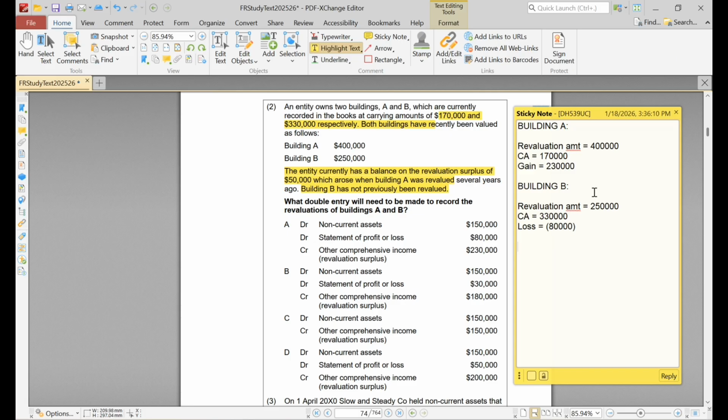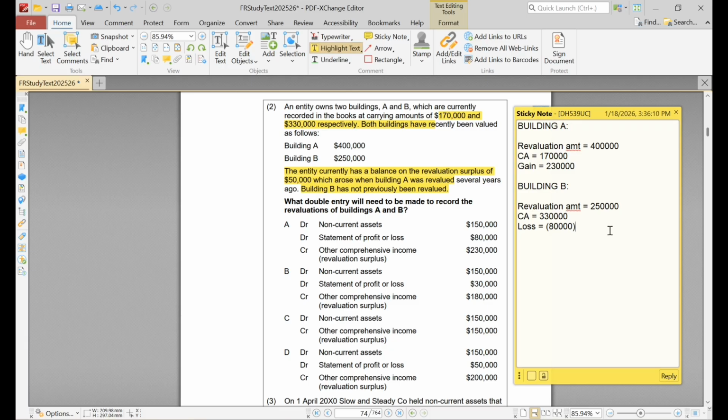Now in PPE, the revaluation gain is recorded in OCI and the revaluation loss is recorded in SOPL. Now for the revaluation loss, there is a revaluation surplus of 50,000, but it is in respect of building A only. If it was in the case of building B, then we would have been able to set off this 80,000 loss and then record only the net value.